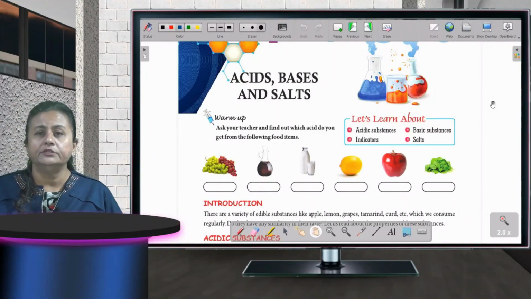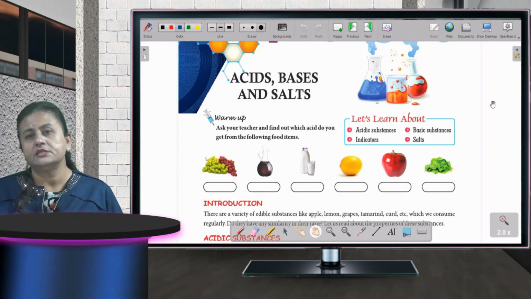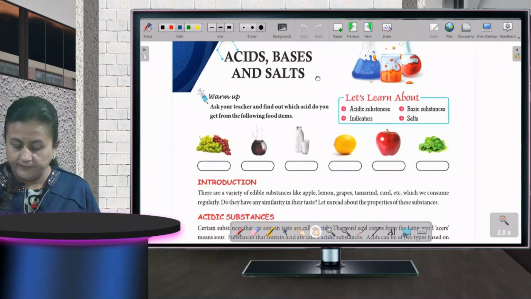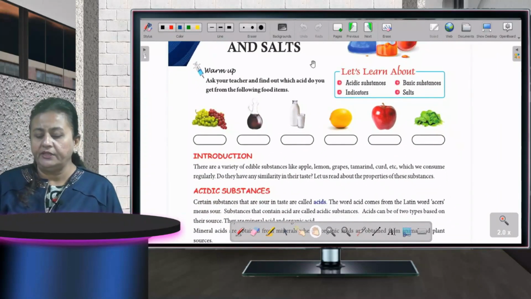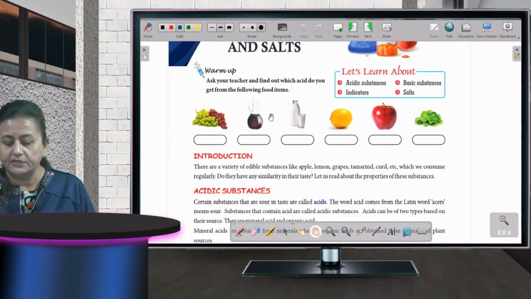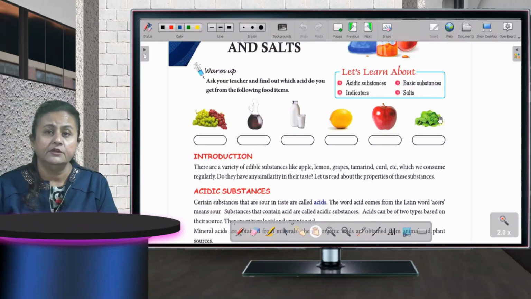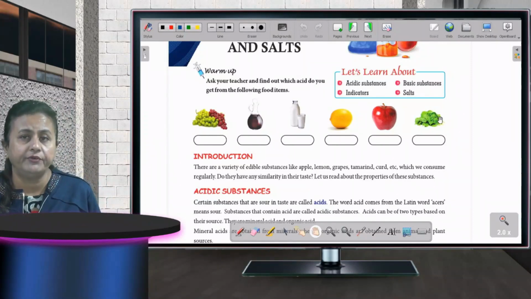The topic for the day is acids, bases and salts. As you all can see on your screen also, you can see there are different things over here. Grapes, then you have vinegar, you have milk, you have lemon, you have apple and you have spinach. All these things which you can eat, they have different taste.